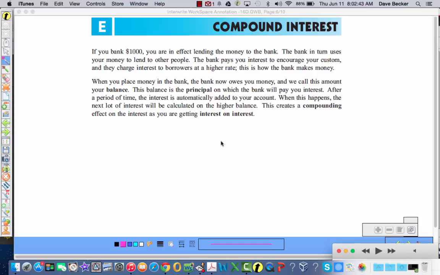So the amount that you invest is referred to as the principal, and how often interest is calculated is related to the word compounding. After a period of time, the interest is automatically added to your account. So you compound the interest when the next time you calculate the interest, you include the interest previously earned.